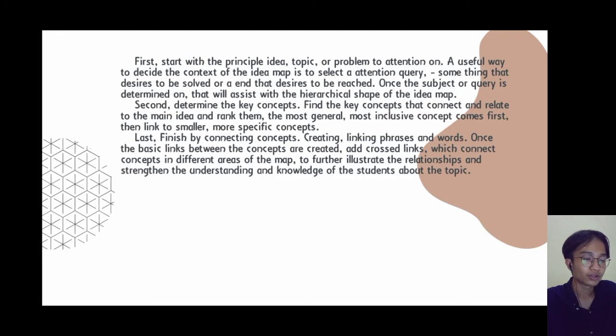Second, determine the key concepts. Find the key concepts that connect and relate to the main idea and rank them. The most general, most inclusive concept comes first, then link to smaller, more specific concepts. Last, finish by connecting concepts, creating linking phrases and words. Once the basic links between the concepts are created, add cross-links which connect concepts in different areas of the map to further illustrate the relationship and strengthen the understanding and knowledge of the student about the topic.